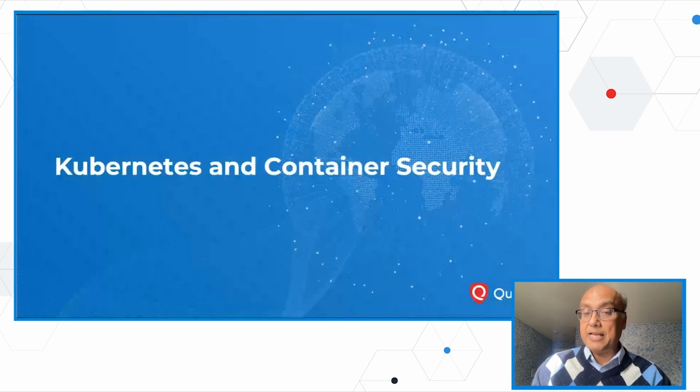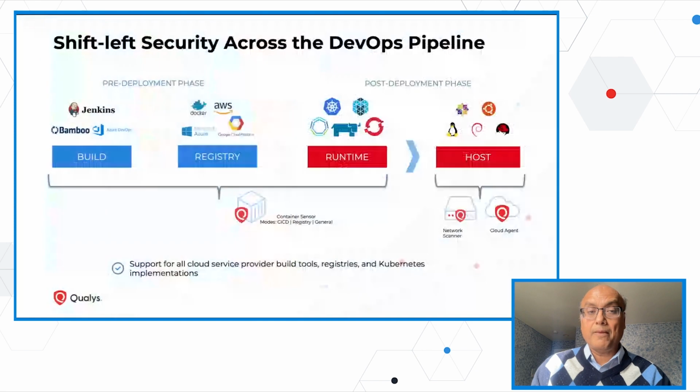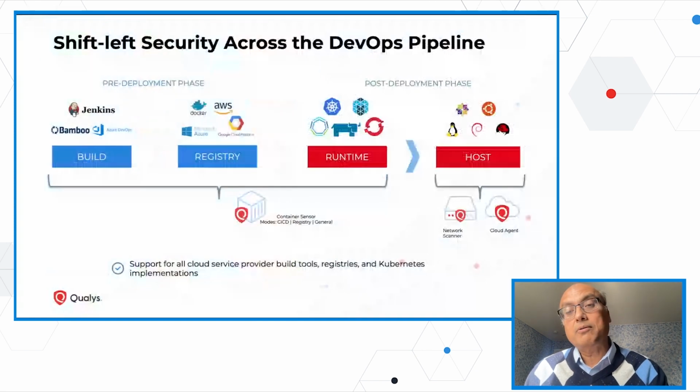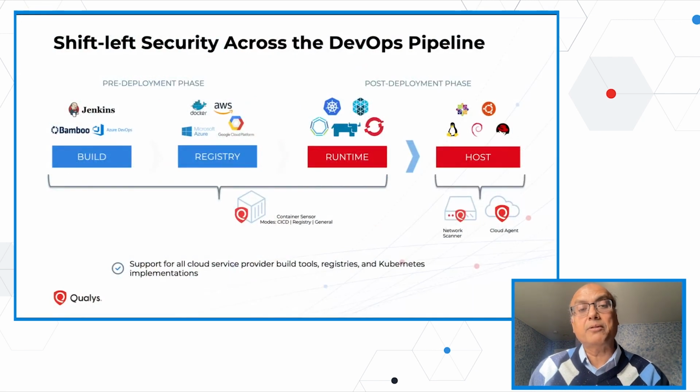Kubernetes and container security is absolutely critical to the public cloud. We support security for Kubernetes and containers all the way from build to runtime. That means at build time in the CI/CD pipeline, we will be scanning for vulnerabilities. When containers are in the registry, we will scan for vulnerabilities, as well as at runtime when you have containers actively running on nodes.